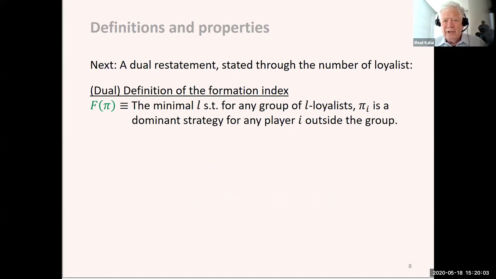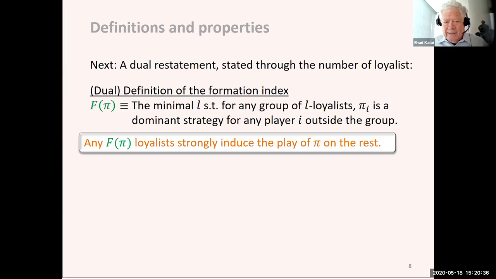So take the same definition I just had, which said that none of the players would want to defect as long as the players outside the coalition are fixed at their pi. Let me turn it around and say the players outside the coalition play pi makes it a dominant strategy for all the players in the group to play pi. That's exactly the condition we just talked about, except that I'm starting with the players outside. So it's the same condition.